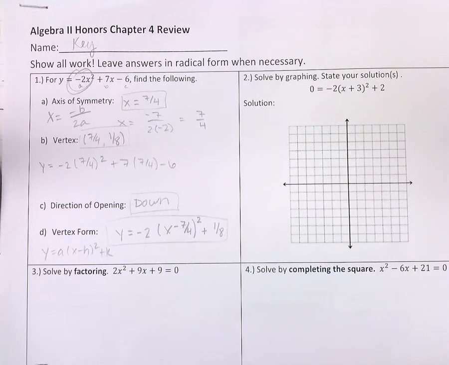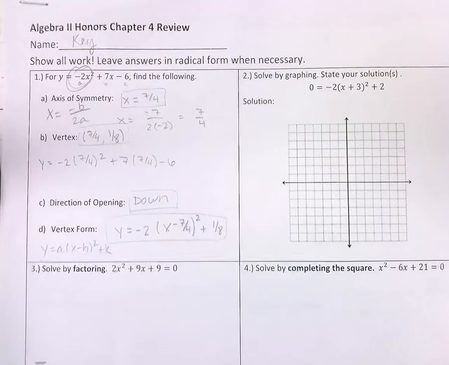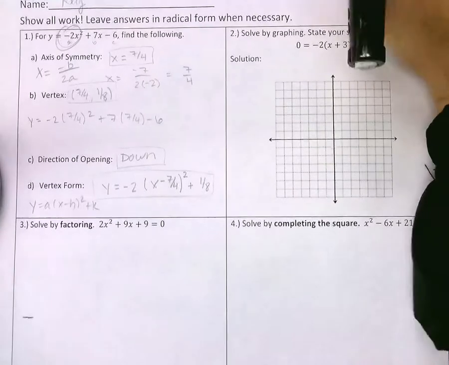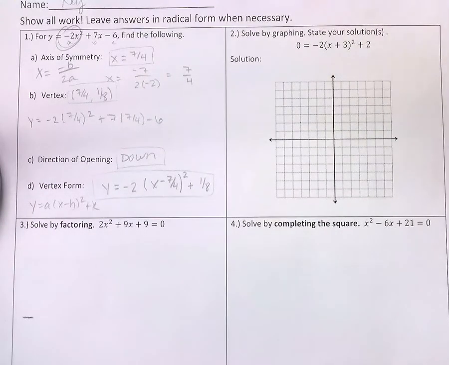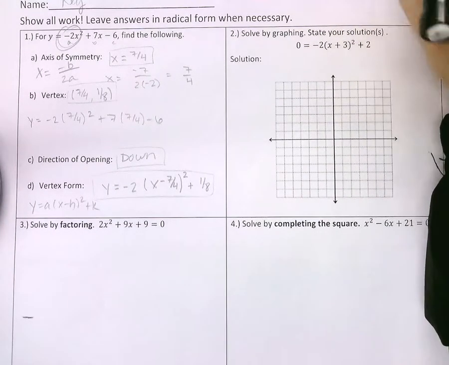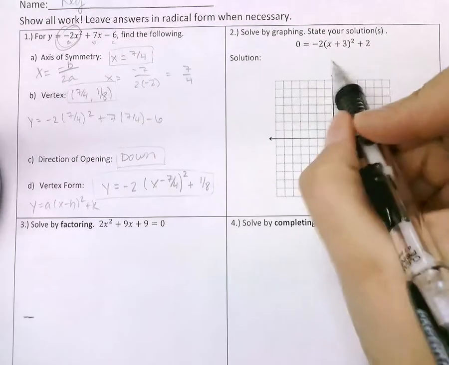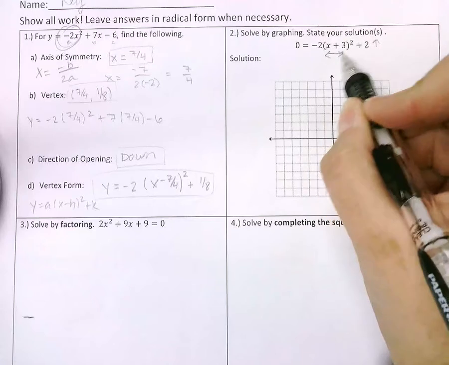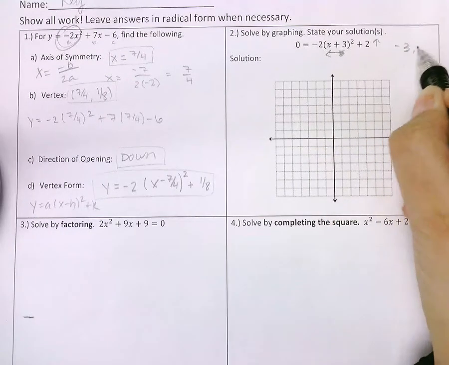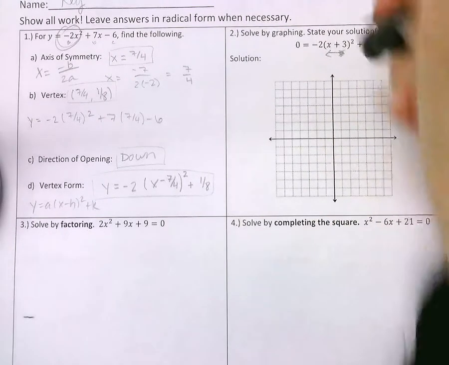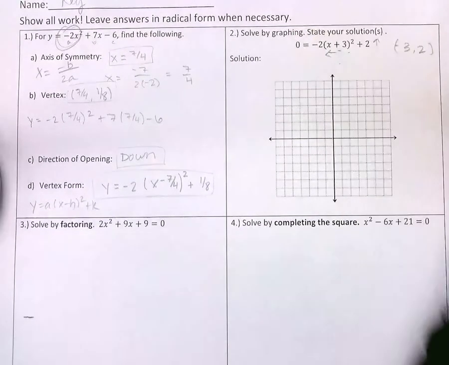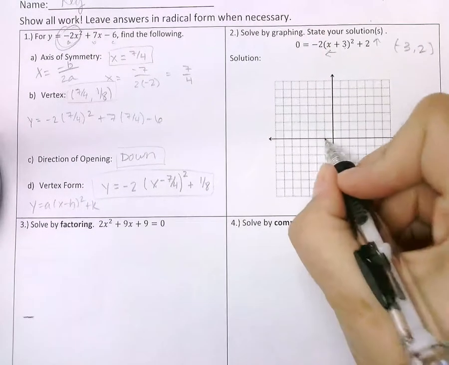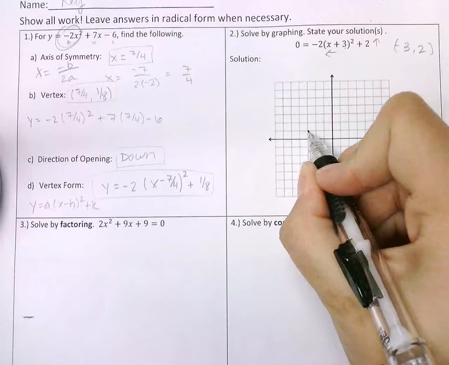Okay, number 2, you are going to graph the parabola, and then you're going to find the zeros. To start, you're going to identify where the vertex is. Okay, so our vertex is at negative 3, 2. So 1, 2, 3, and then up 1, 2.